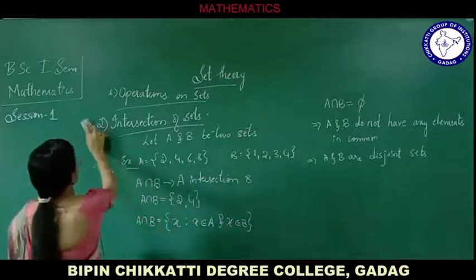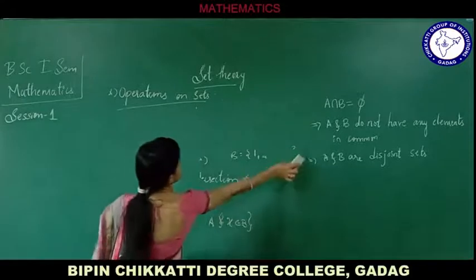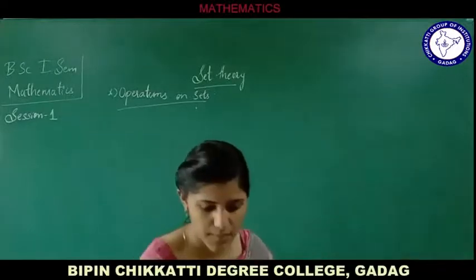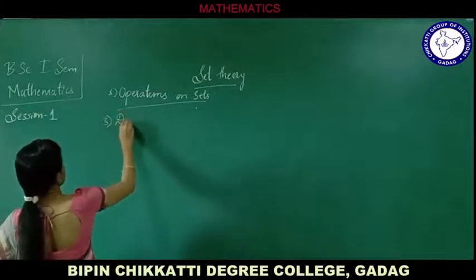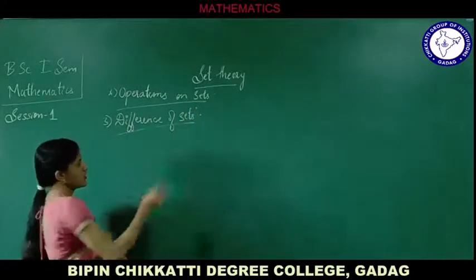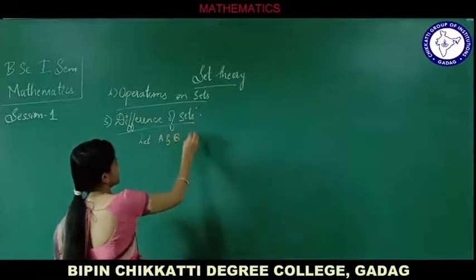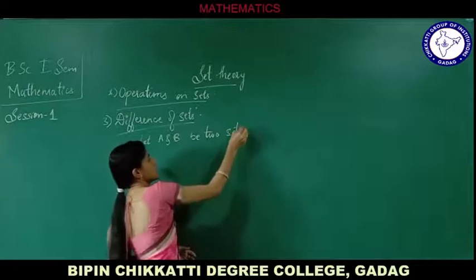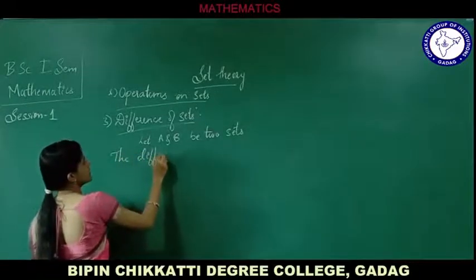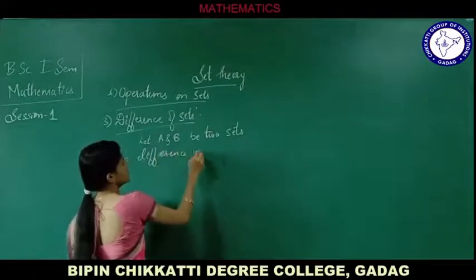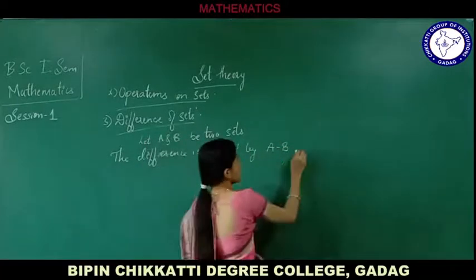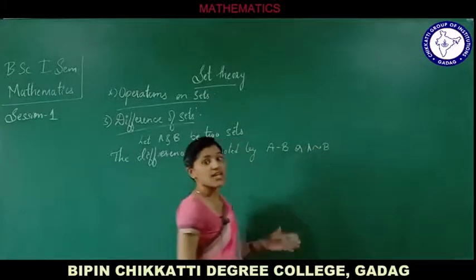So next we are going to study the difference of sets. Difference of sets means subtraction. We define it as follows: consider two sets, set A and set B. The difference of sets is denoted as A minus B, or we can denote it as the difference of A and B. Then how are we going to define this?